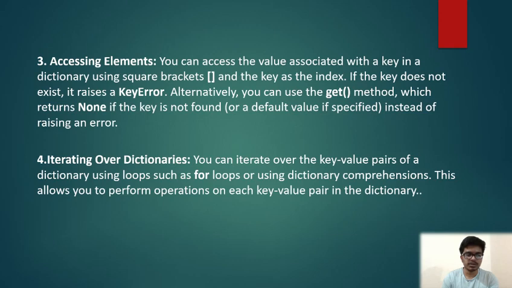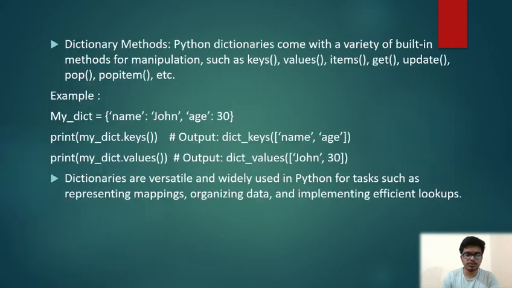Iterating over dictionaries. You can iterate over the key value pairs in a dictionary using loops such as for loops, while loops, do while loops. Dictionary methods. Python dictionaries come with a variety of built-in methods for manipulation such as keys, values, items, get, update, pop, popitem, etc.